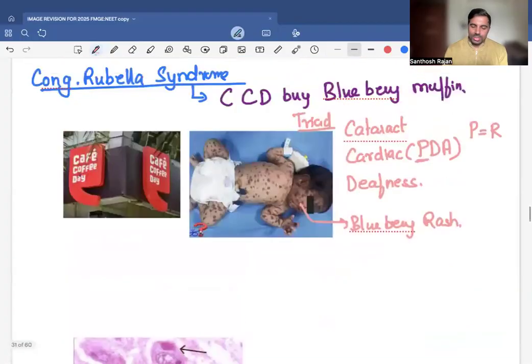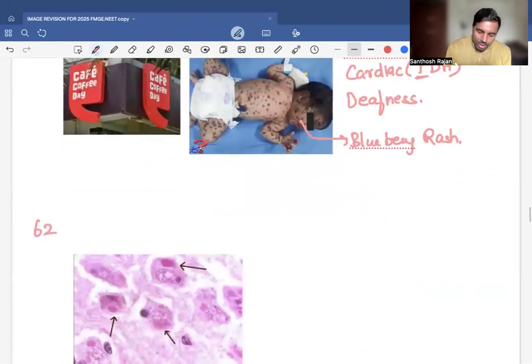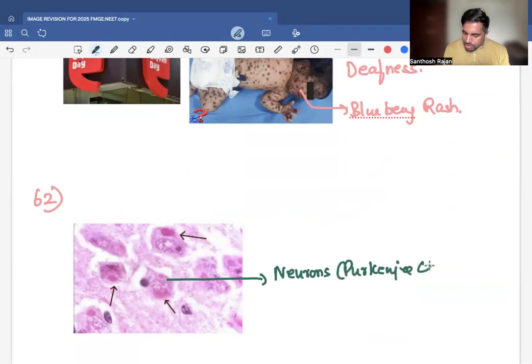Okay, now look at this one. This is another very different one. It usually comes because of a dog bite. So this is what you're seeing here. These are the brain neurons, especially Purkinje cells. You see inside the Purkinje cells. This is a special stain which we use, called Seller's stain.